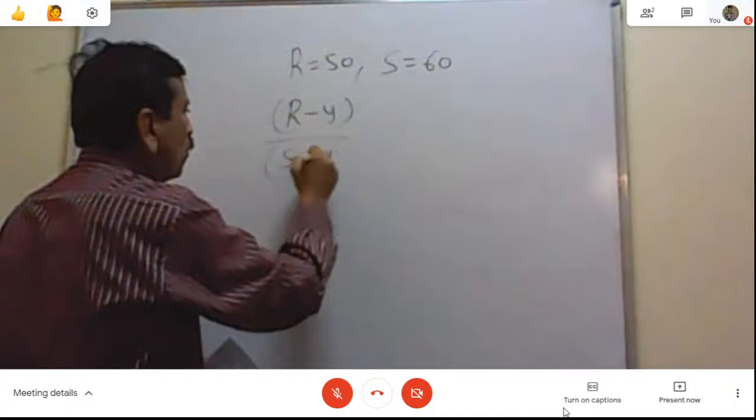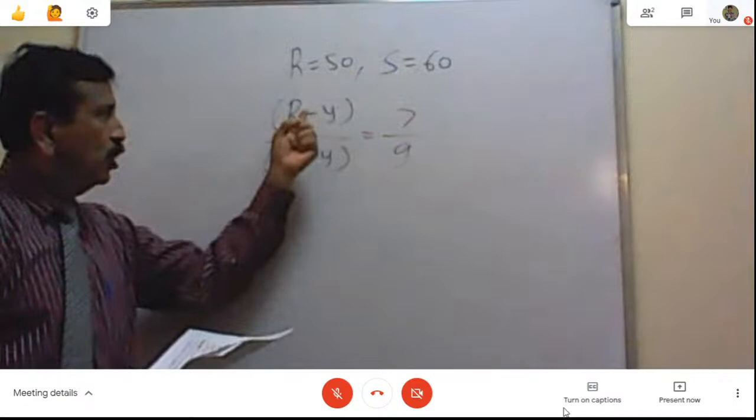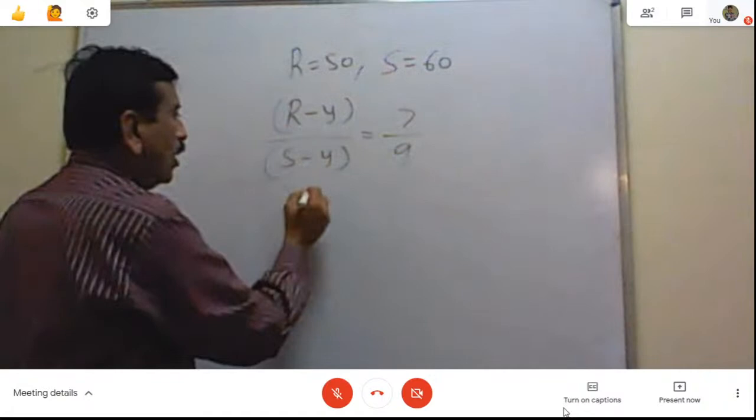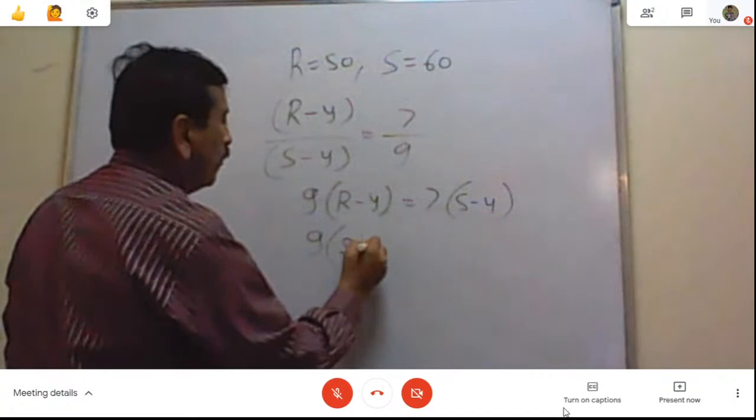So y years before, Rajesh's age was R minus y, Suresh's age was S minus y. So the ratio of the two is 7/9. Okay, now I'll go for cross multiplication. 9(R minus y) is equal to 7(S minus y). We know the value of R and we know the value of S. 9 into (50 minus y) is equal to 7 into (60 minus y).